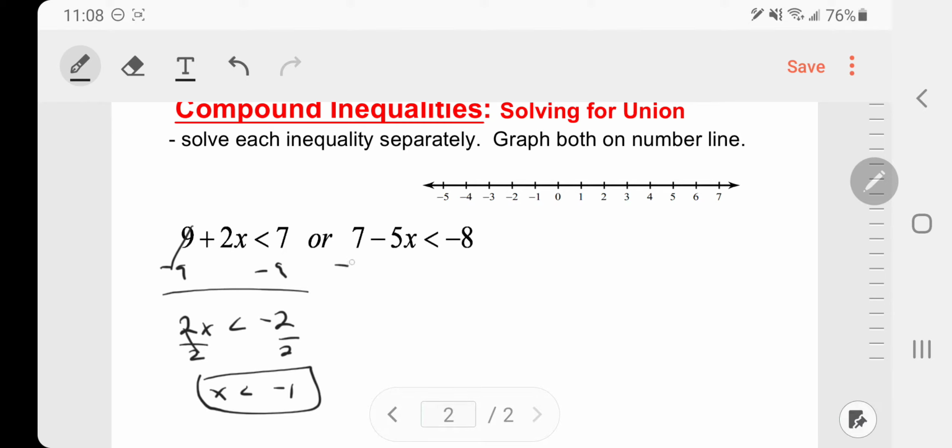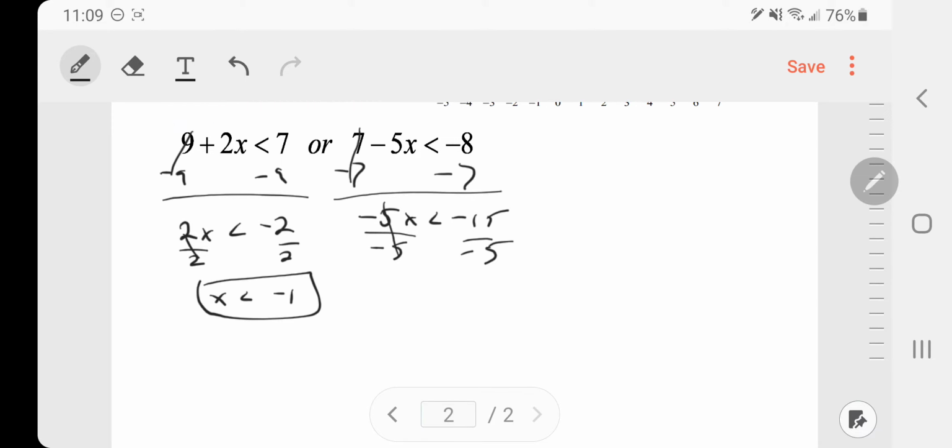My second one, again, subtract 7 on both sides. I get -5x less than -15. Divide by -5, divide by -5, and I get x is greater than 3. Keep in mind on this one, I flipped the inequality this time because I divided by a -5.